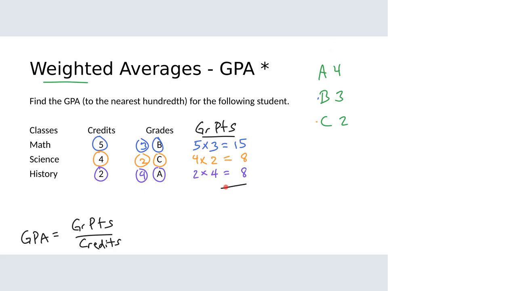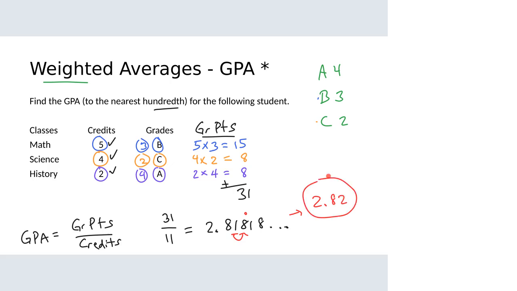So let's see then, adding those together, 15 plus 8 plus 8 is 31 grade points earned. 5 and 4 is 9, 10, 11 credits. So 31 grade points divided by 11 credits is 2.81818. That keeps going. We were told to round this to the nearest hundredth. So we'll find the hundredths place, look one space to the right. That's 5 or bigger, so we'll round this up to 2.82. So the grade point average for that student was 2.82.